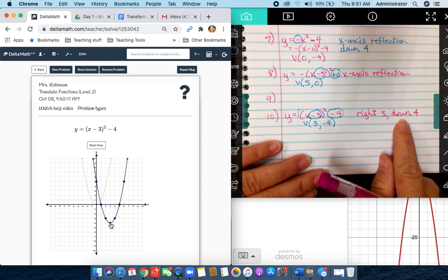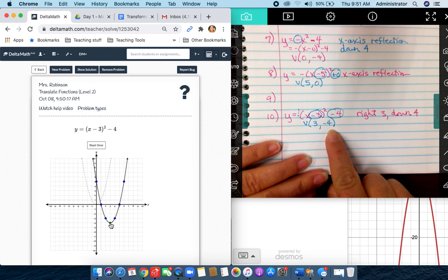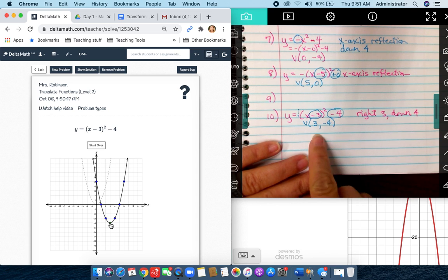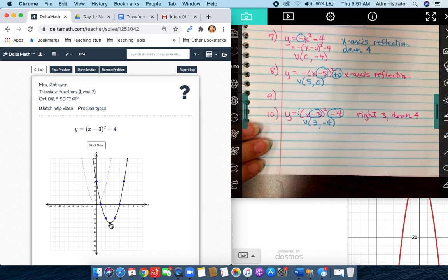That's it. Notice we're not saying down -4. Don't do that. The negative just tells you the direction. A negative value for the x means left. A negative value for the y means down. A positive value for the x means right. A positive value for the y means up. That's really all there is to it, guys. So you're going to do a few more to practice those.